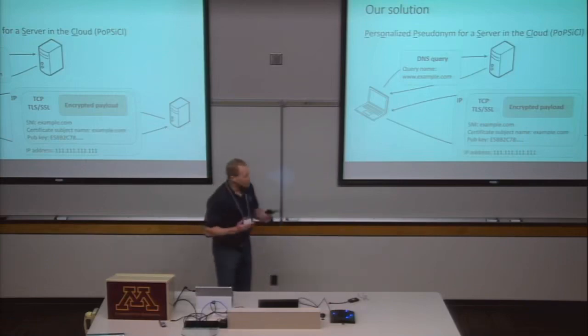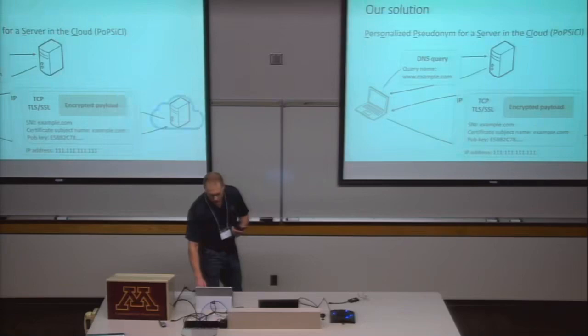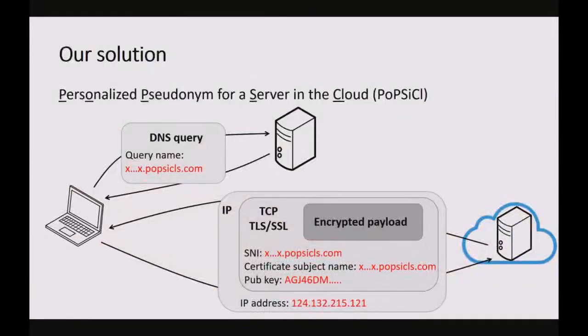And so what we're going to do is we're going to replace all of these domain names and things with pseudonyms, right? So there's going to be some pseudonym for the domain name that gets populated everywhere in this picture. There's going to be a new public key. There's going to be a different IP address that's not related to the tenant server that's being accessed. And so all these identifiers go away from the adversary's point of view.